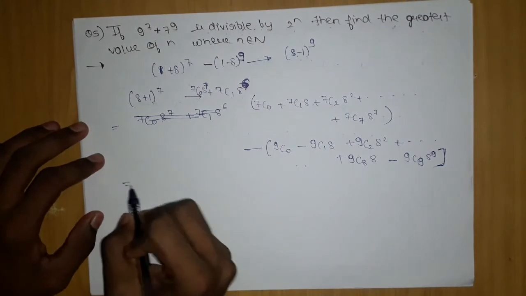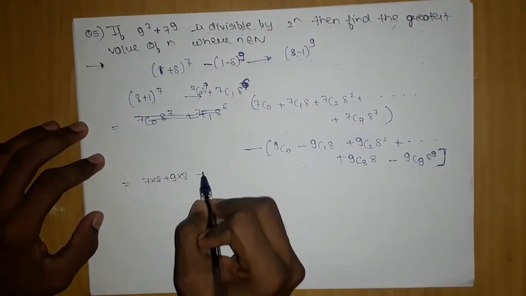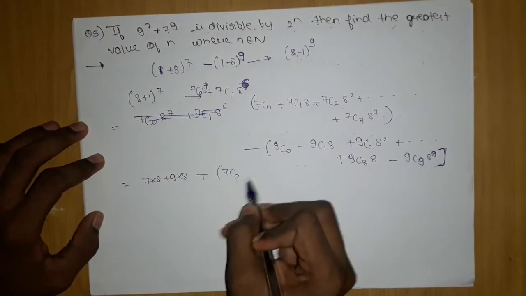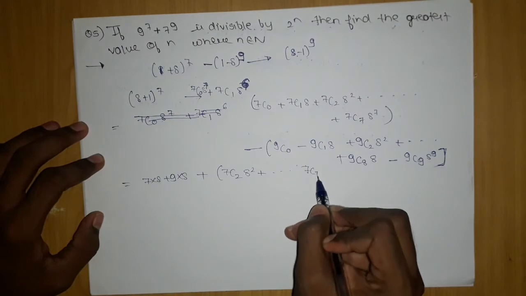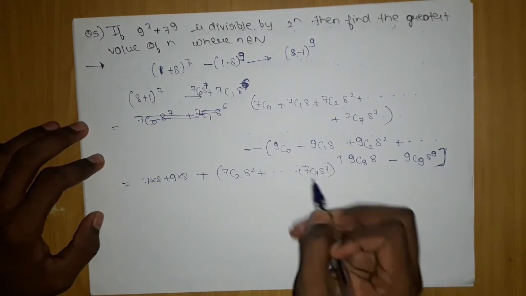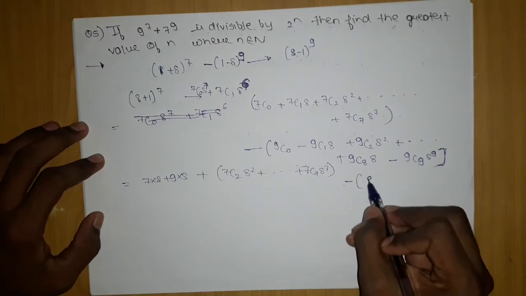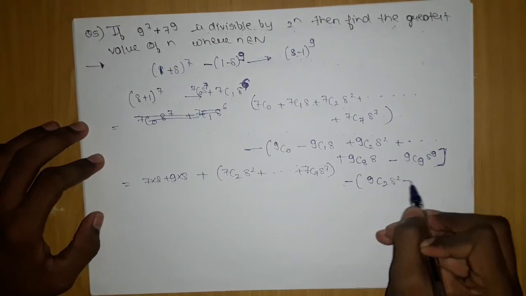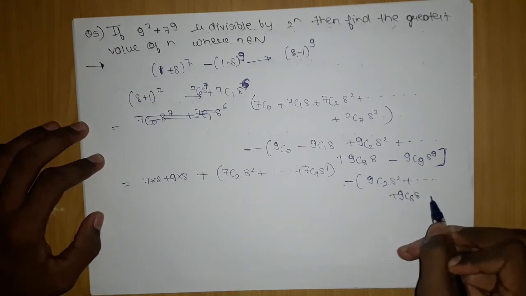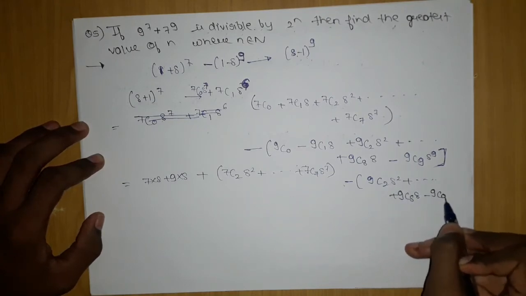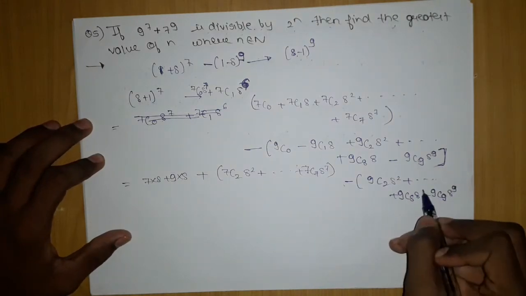Now let's do the addition. 7 into 8 plus 9 into 8, and the rest of the terms which will be left: 7c2, 8 square, and so on till 7c7, 8 power 7. And here similarly with the minus sign outside, we are going to write it as it is: 9c2, 8 square, and so on till plus 9c8, 8, minus 9c9, 8 power 9.